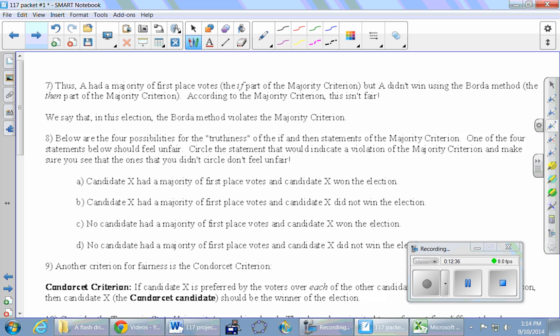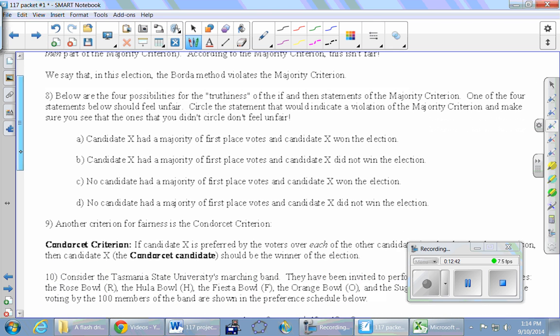Okay, that's it. The Borda method violates the majority criterion. Okay, let's continue on to Brendan for 8.